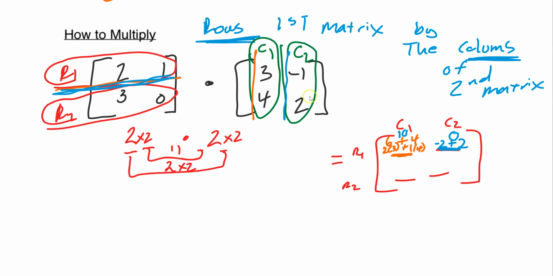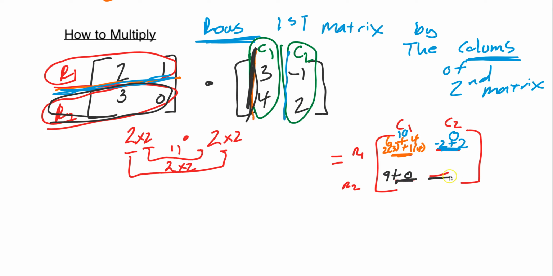Then we move on to the bottom ones. Same concept. Row 2, column 1. So I need row 2, this one right here. I want to multiply by column 1. So 3 times 3 is 9, plus 0 times 4 is 0.